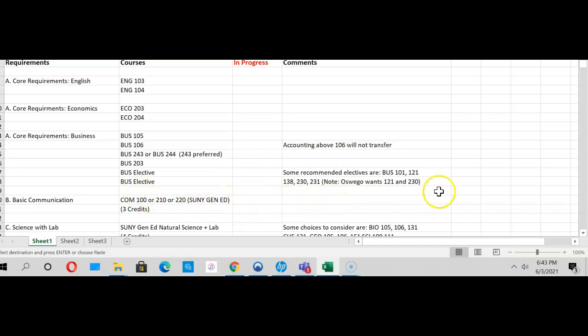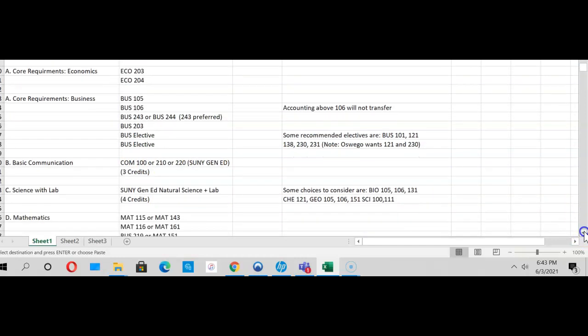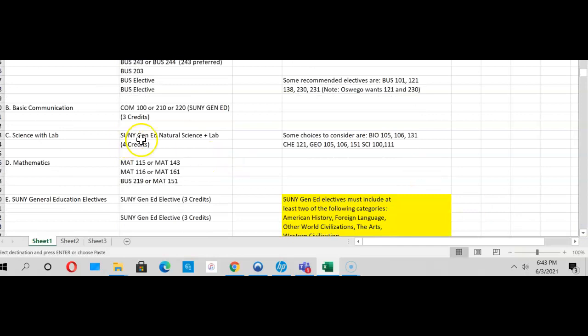Communications, okay. Keep on scrolling down. Natural science electives, or it's actually a requirement, but you get to choose which one. Here are some to consider. There's a lot of them out there. Students sometimes suffer from too many choices. We tried to narrow it down a little bit to some that you might consider.